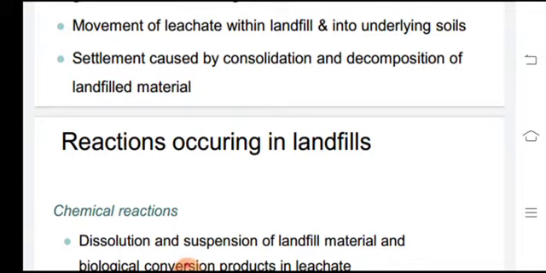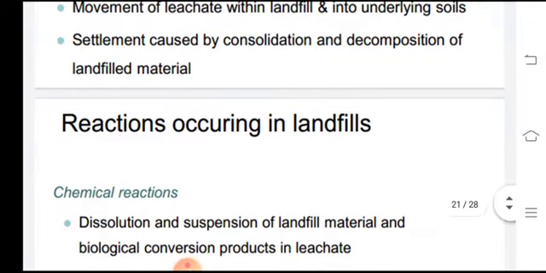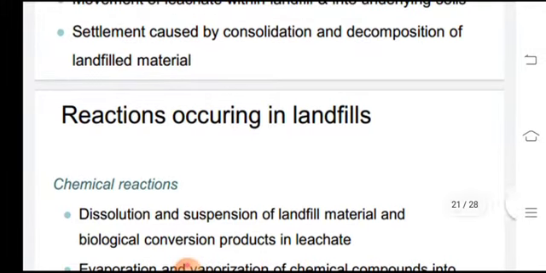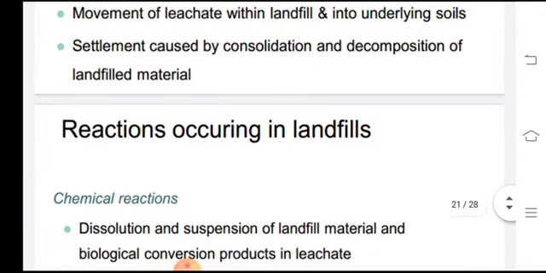Once the landfill material is decomposed, it becomes soft. The bonding between the materials is loosened, so it finally settles down due to its own weight, and that settlement is one of the reasons for displacement. That displacement is going to affect the upper lying layers of the waste.